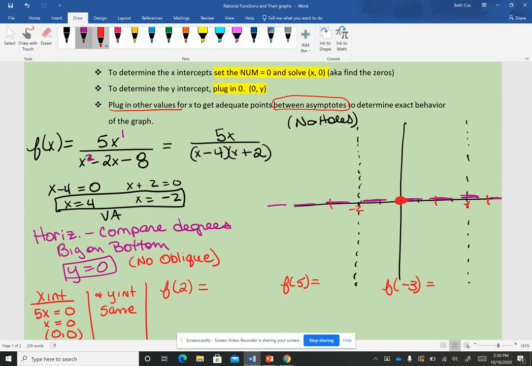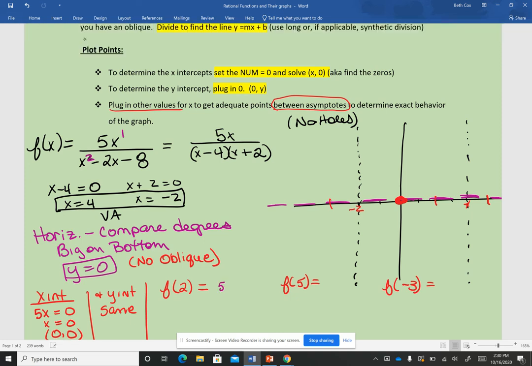So I'm going to plug in 2. That's going to give me 5 times 2 over 2 squared minus 2 times 2 minus 8. 10 over 4 minus 4, -8. So that's -5/4. Okay, so for 2, I get -5/4. So I get below there.